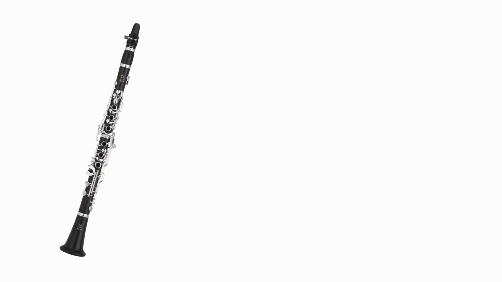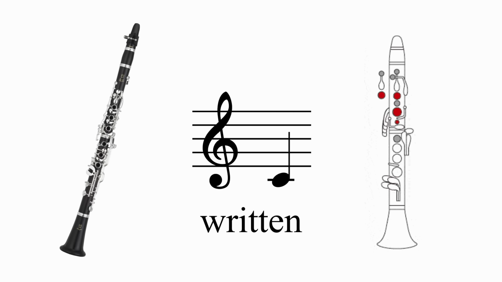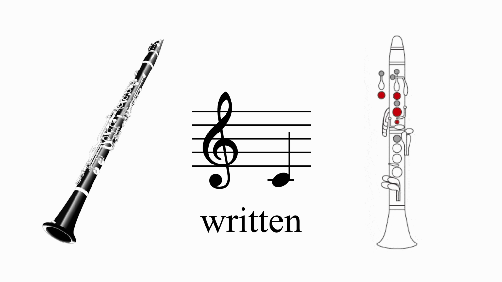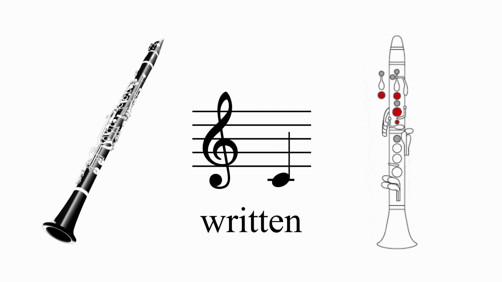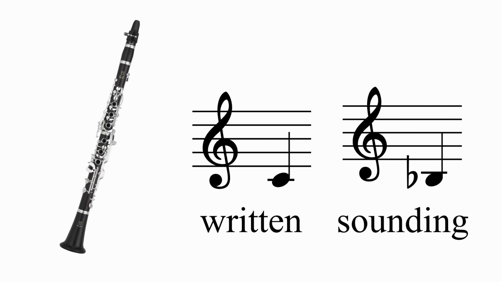So, if you have a B-flat clarinet and you want to play a written C, you'll put your fingers in certain positions to play that C. Now, if you take that B-flat clarinet, set it down, and pick up, say, an E-flat clarinet, in order to play that same written C, you'll put your fingers in the exact same position as you would on a B-flat clarinet, and you would play written C in the exact same way. The only difference is this will sound as an E-flat instead of as a B-flat.